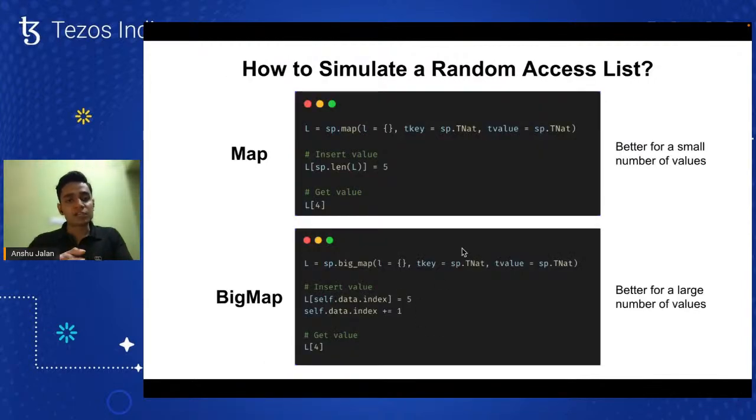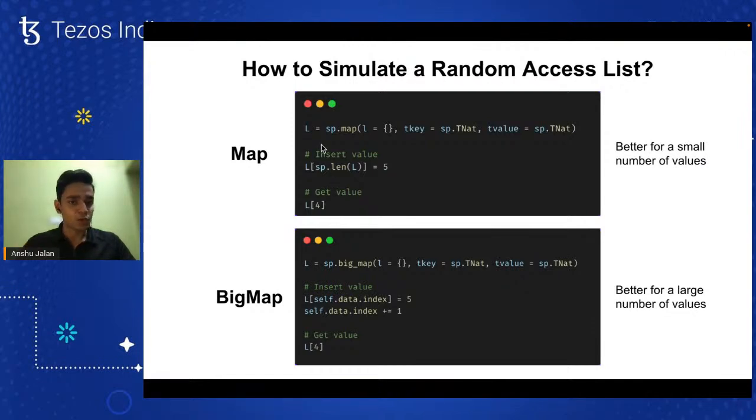So now the question would be, how do you actually simulate a random access list? Because if you're writing proper logic in a smart contract, then at some point of time you would definitely need some kind of a random access list, right? So it turns out we can do it in two ways. We can either use a map or we can use a big map. Both of these ways are really intuitive.